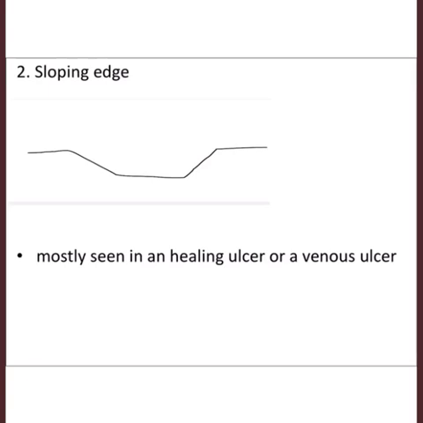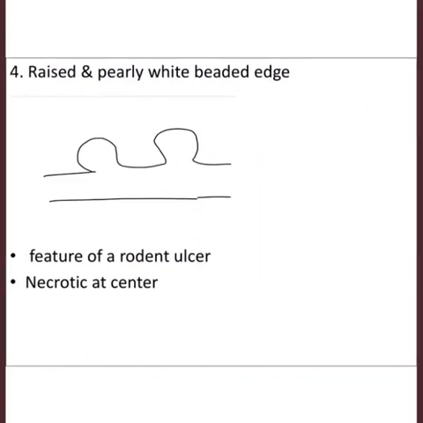Sloping edges: it looks like the skin is destroyed more than the subcutaneous tissue. Mostly seen in a healing ulcer or a venous ulcer. Raised and pearly beaded edges are a feature of the rodent ulcer, where necrosis is seen. Here this area will be necrotic and this will be the healing area. The healing area gets raised and the necrotic area is depressed, so it looks like pearly white beaded edges.